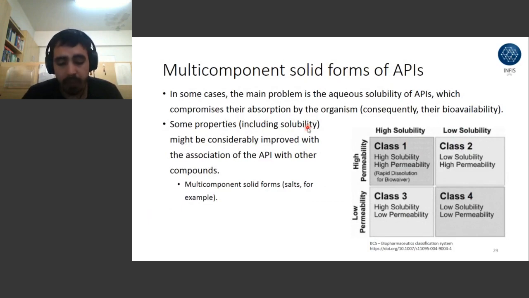Another approach that we might try, if we can release the drug in a controlled way. But if the drug does not have a good solubility, the concentration of the drug in the organism might be compromised. So we also must look at some physicochemical properties of the drugs, and we can try to improve some of these properties.